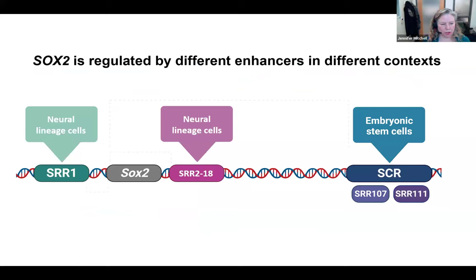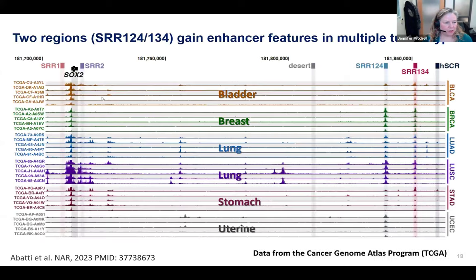And our initial hypothesis, just reorienting you back to the SOX2 locus, was that maybe this pluripotency enhancer is getting aberrantly reactivated in a number of cancers. And so maybe there's this common mechanism. That was our early hypothesis for what might be going on. And so what I'm showing you here is just a very small snapshot of the Cancer Genome Atlas ATAC-seq data that shows open chromatin in a number of different tumors. So I'm showing you here bladder, breast, two types of lung cancer, stomach, and uterine cancer.